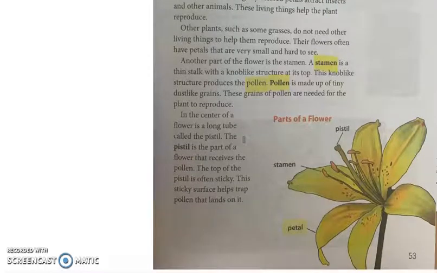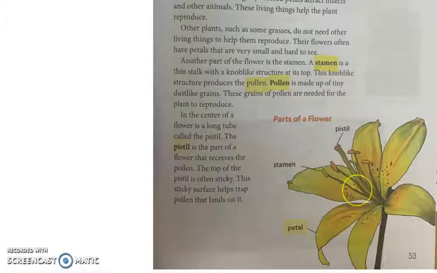In the center of a flower is a long tube called the pistil. It's the part of a flower that receives the pollen. The top of the pistil is often sticky. This sticky surface helps trap pollen that lands on it.